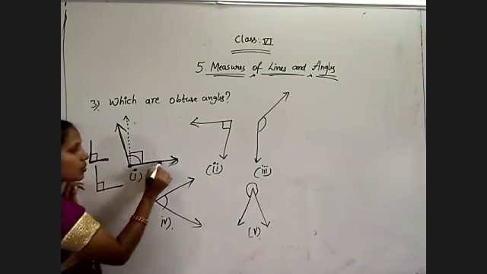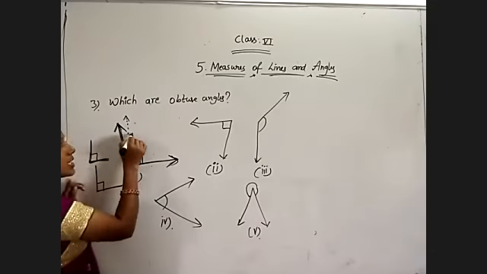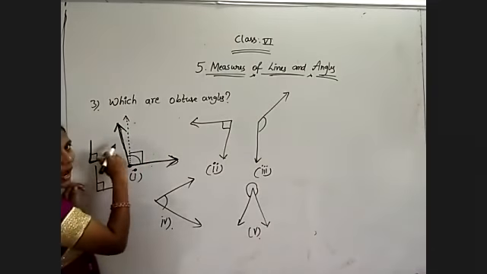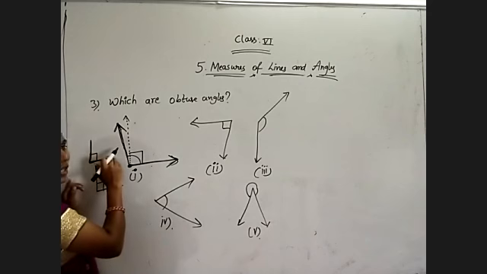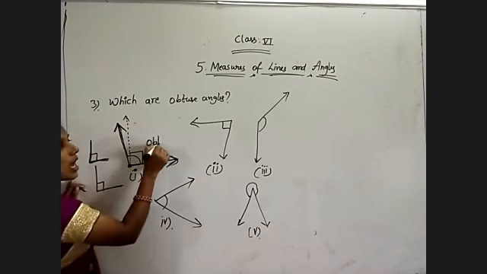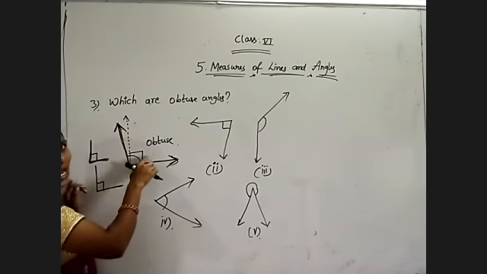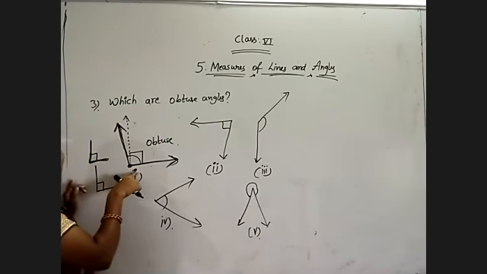Now I have used this one as the baseline. Where is the other arm lying for this 90 degrees? Inside or out of 90 degrees? Out of 90 degrees. Out of 90 degrees means more than 90. That's why it is an obtuse angle. What are they asking? Which are obtuse angles? So the first one is an obtuse angle.